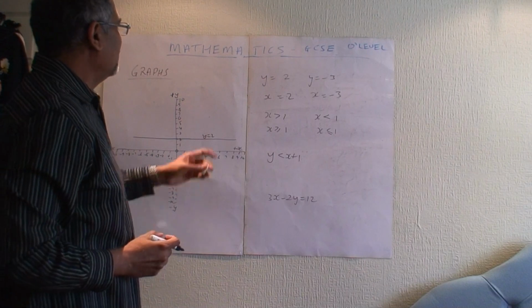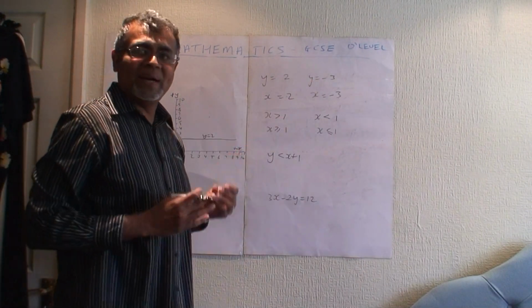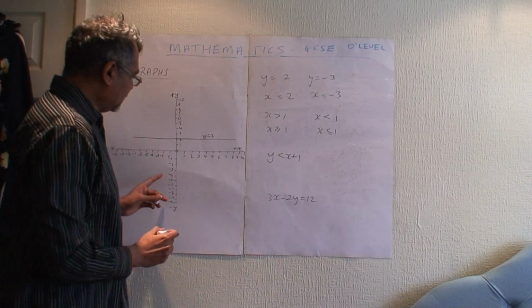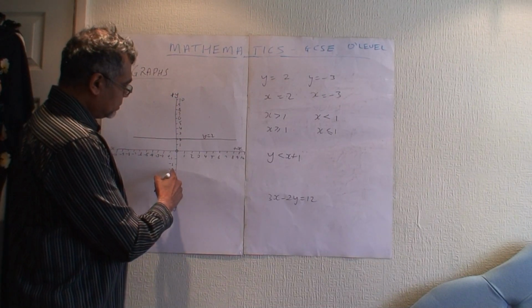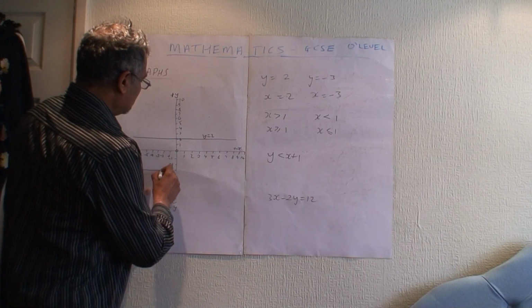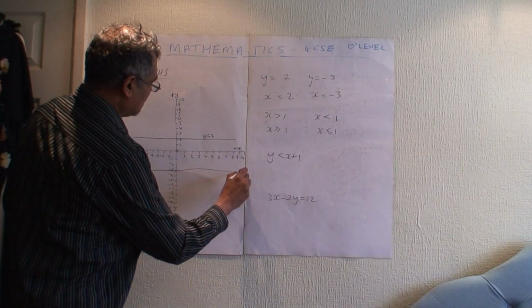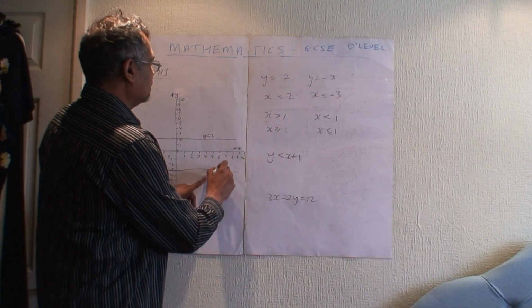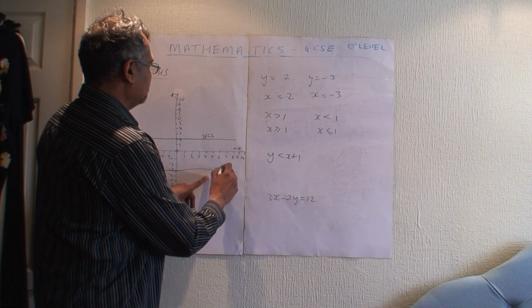Okay, so we have another one. Now y is equal to minus 3. Minus 3 on the y-axis is located there. That's minus 3. So we draw a line through that, across at minus 3. So that's y is equal to minus 3.